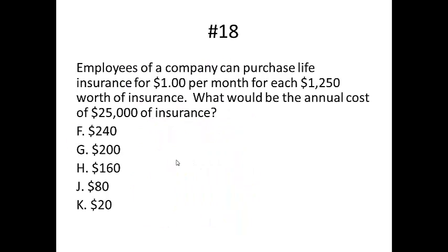Okay, number 18. Employees of a company can purchase life insurance for $1 per month for each $1,250 worth of insurance. What would the annual cost be of $25,000 of insurance? Okay, it looks like this is another proportion problem, and these look kind of popular on this test. We're going to have insurance is $1 per month if you buy $1,250 worth. We want to figure out how much would it be if I bought $25,000 of insurance. So let's put an X there, I guess.